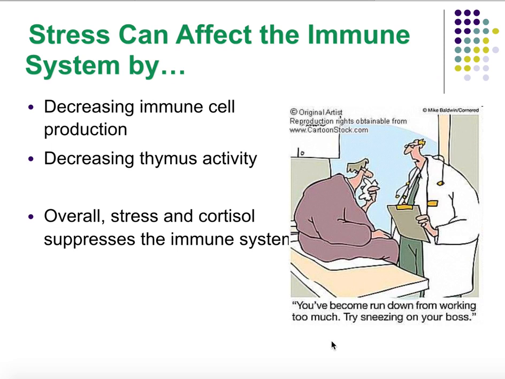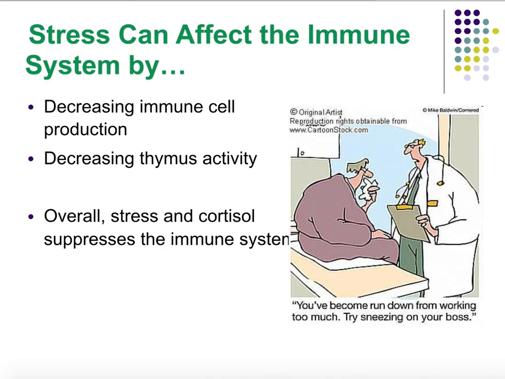Okay, stress can also affect the immune system. And what stress does is it actually suppresses the immune system. It decreases immune cell production. So essentially, when you're stressed, you're going to divert energy away from what your body thinks is non-essential. And right now, when you are trying to run away from that tiger that's chasing you, making new blood cells may not be the most important thing to do.